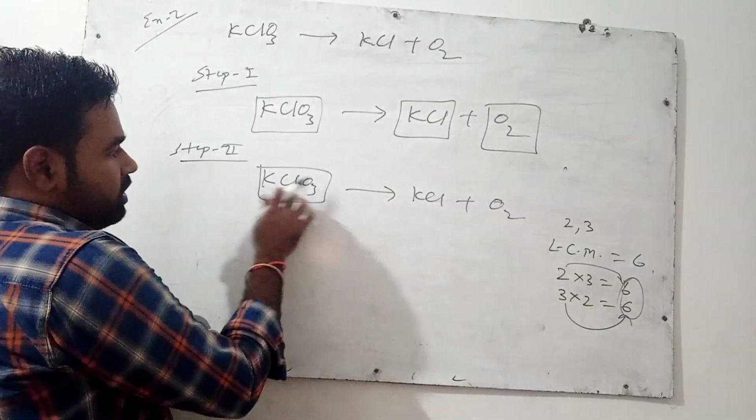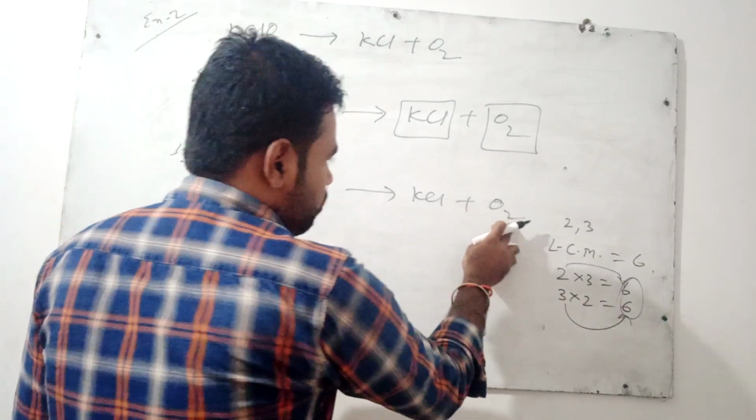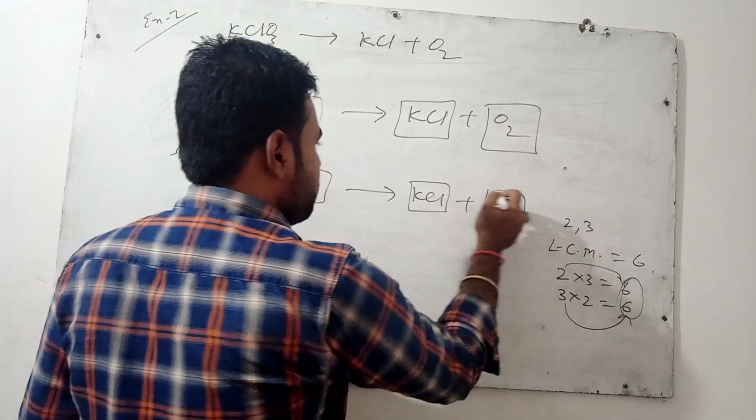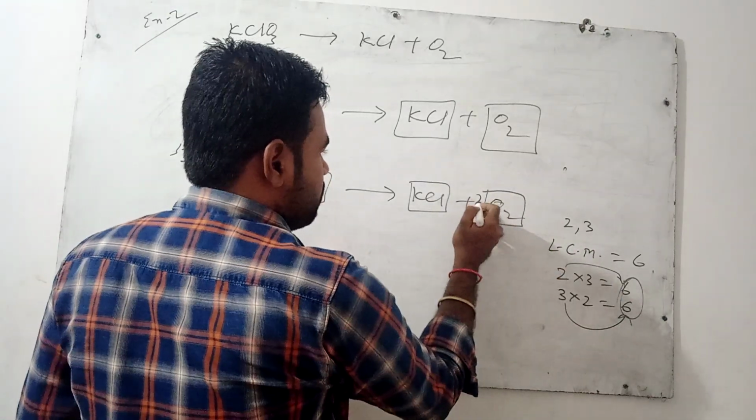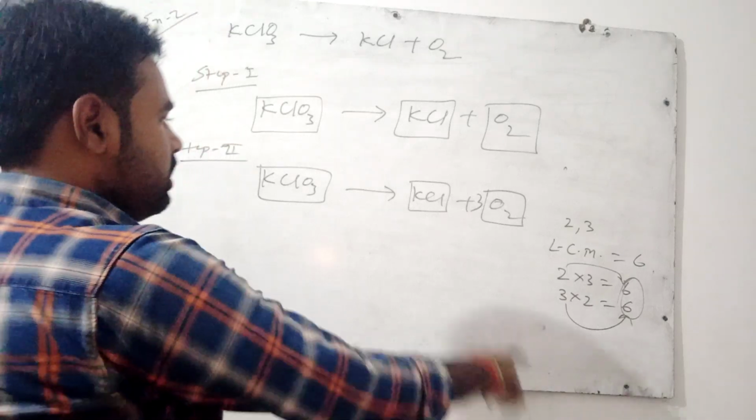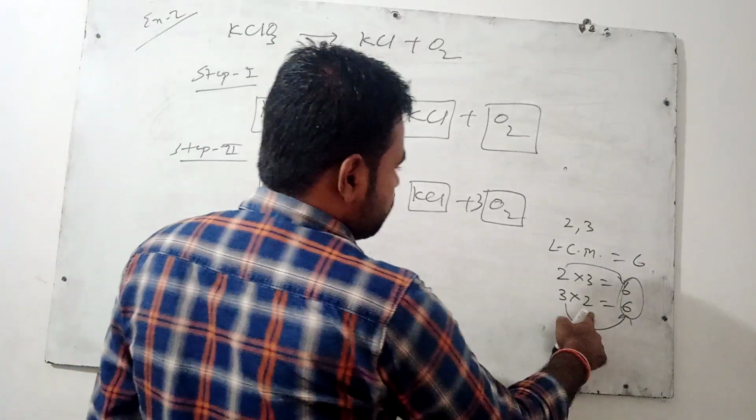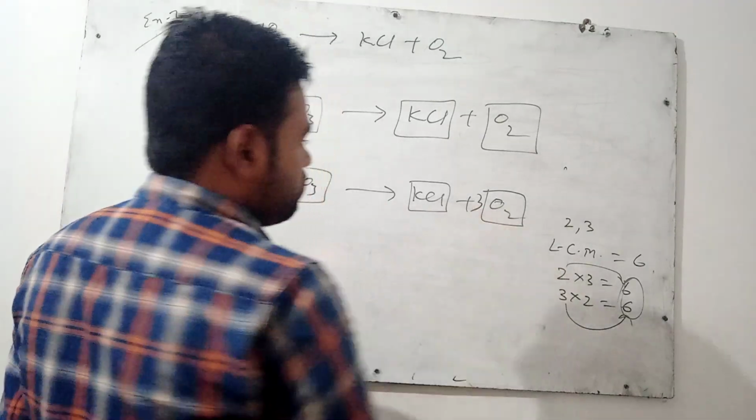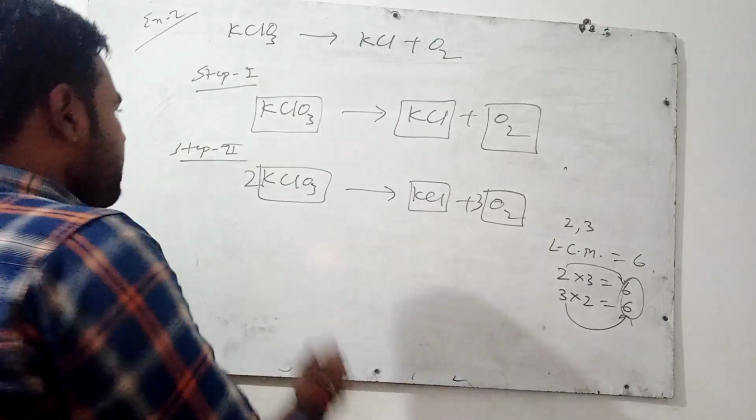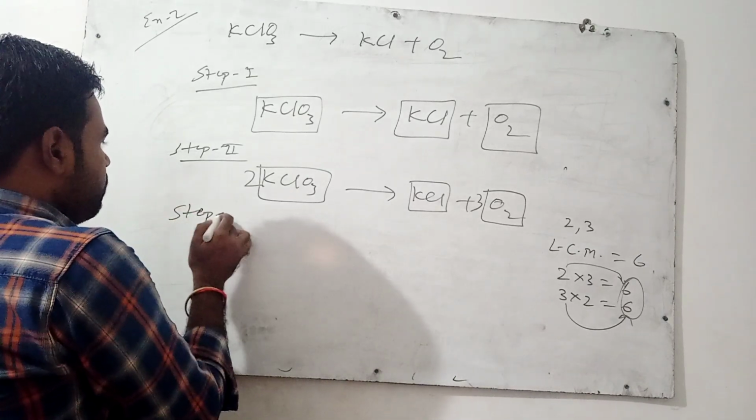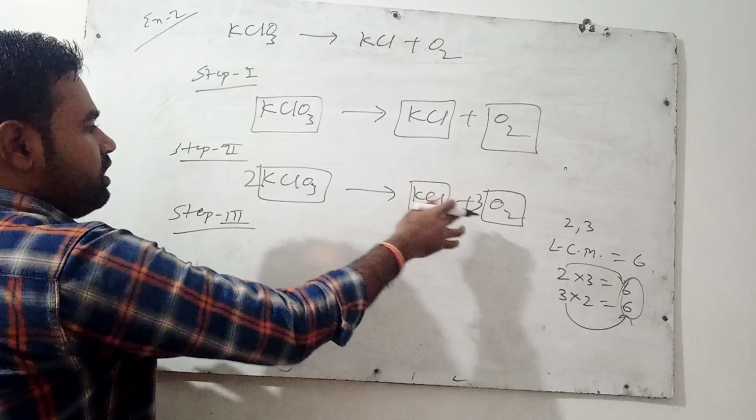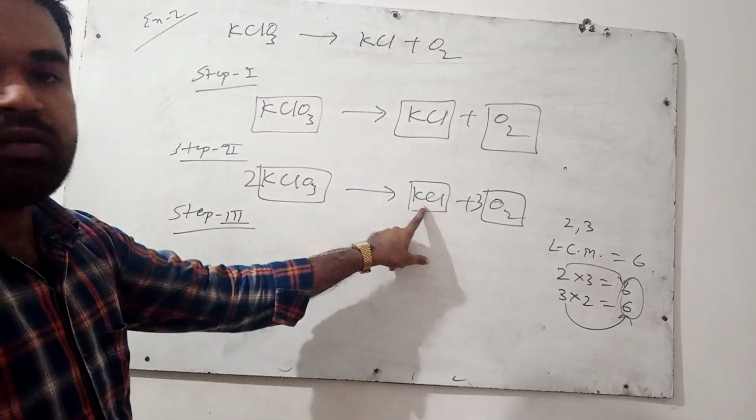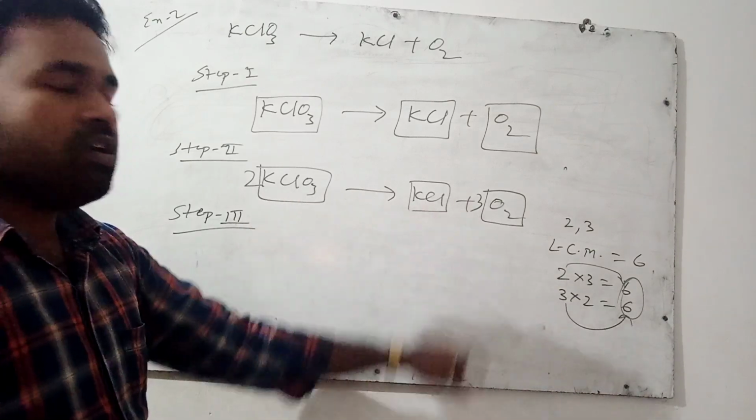So KClO3 gives KCl plus O2. Where 2 is there, it needs to be multiplied by 3, so here we will put 3. Here 3 oxygen atoms are there, so we multiply by 2 and it also becomes 6. Oxygen got balanced. But look what the case is now: potassium and chlorine atoms change again. Here 2 potassium atoms, here 1 potassium atom, here 2 chlorine atoms, here 1 chlorine atom.